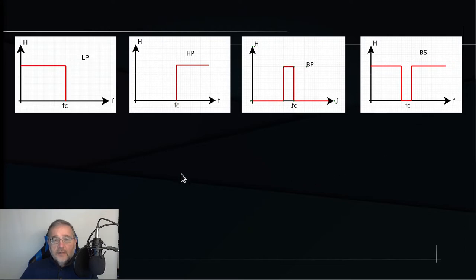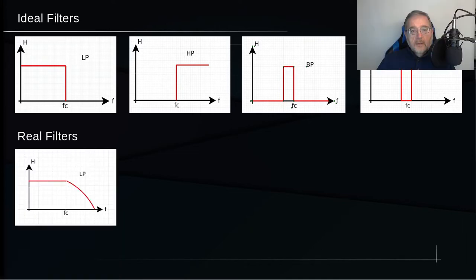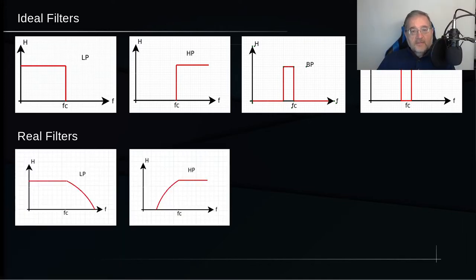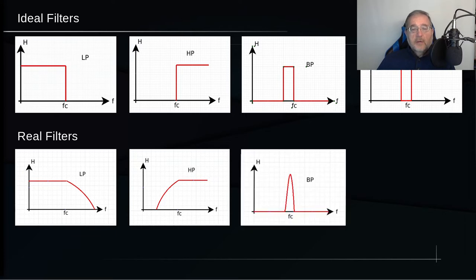But unfortunately, these diagrams, although simple, are impossible to obtain in the real world, and that is why we call them diagrams for ideal filters. Real filters, due to a number of factors, do not behave like that, and so they have different behavior than the ideal filters. Here is one possible representation of a real low-pass filter. This one is for the high-pass filter, then a band-pass filter, and finally a band-stop filter.